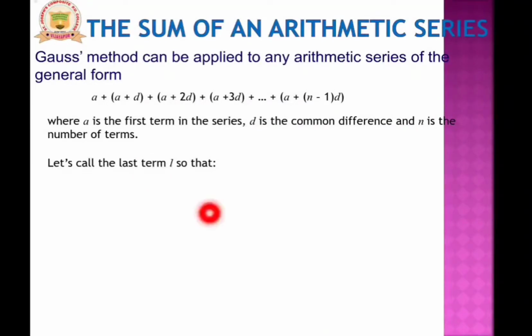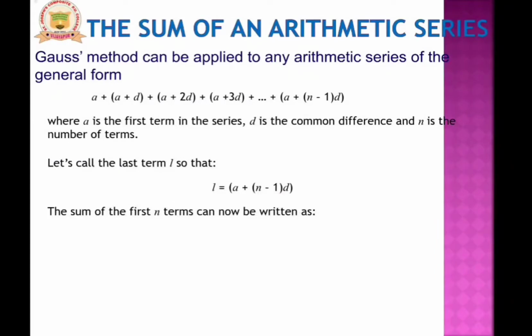Let's call the last term as small l, so that L is equal to a plus n minus 1 into d. The sum of the first n terms can now be written as Sn is equal to a plus d plus a plus 2d plus so on plus L minus 2d plus L minus d plus L. Here L is the last term, L minus d is the last second term, L minus 2d is the last third term, and so on.